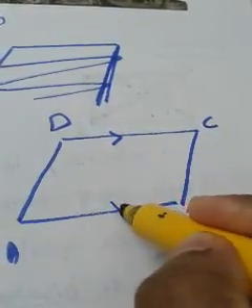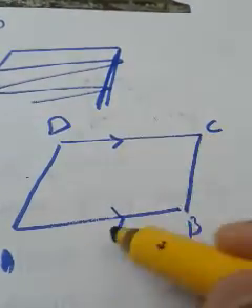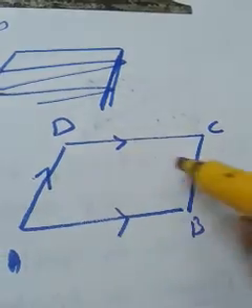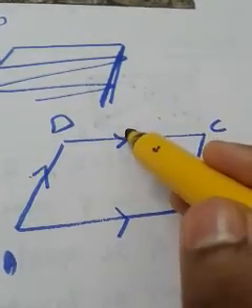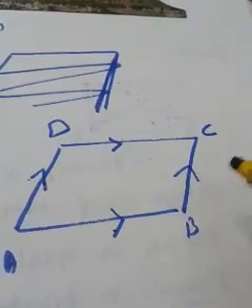Opposite sides are parallel. This sign stands for opposite sides are parallel. It means this should be parallel to this one and this should be parallel to this one. What are parallel lines? Just like a railway track.